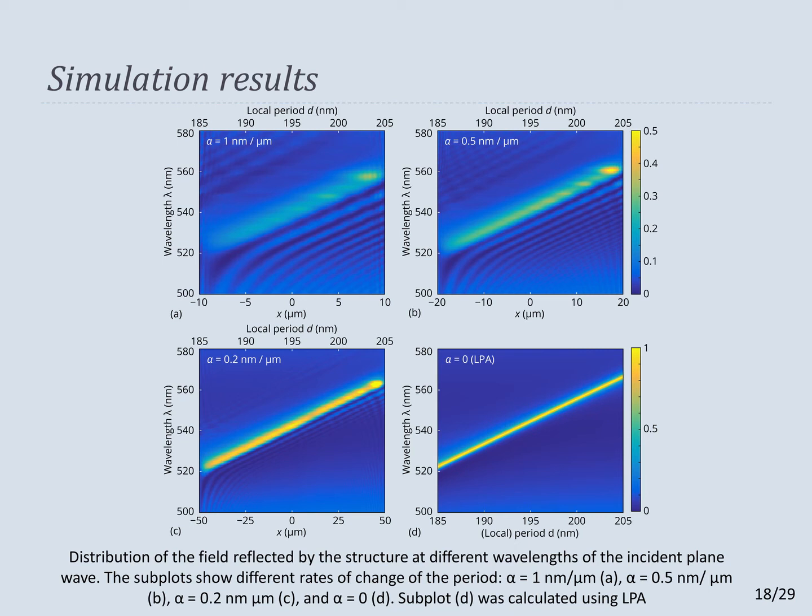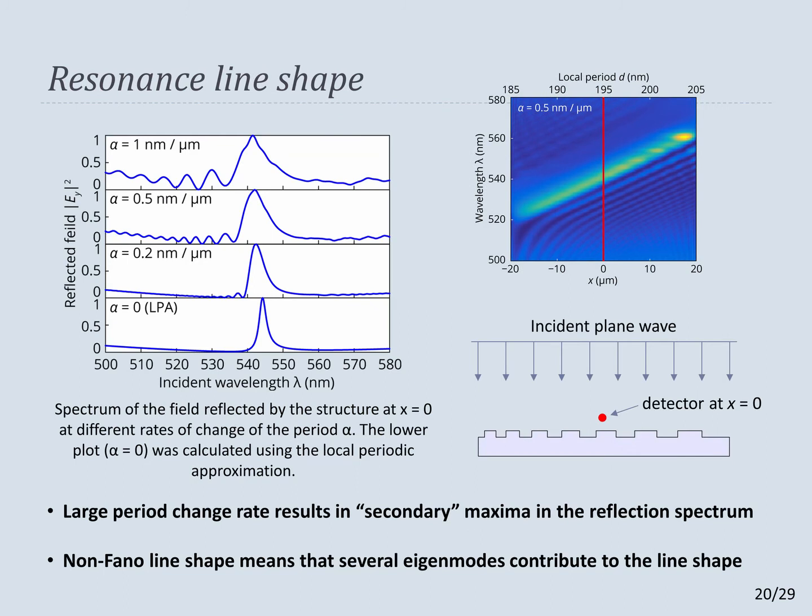Once again we see that the line width of the resonances strongly depends on the period change rate. In order to investigate how the line shape is affected, let us consider vertical cross-sections of these figures. Considering vertical cross-sections means that we put a detector somewhere above the structure at a particular value of x, and then we illuminate the structure with plane waves having different wavelengths to record the reflection spectrum.